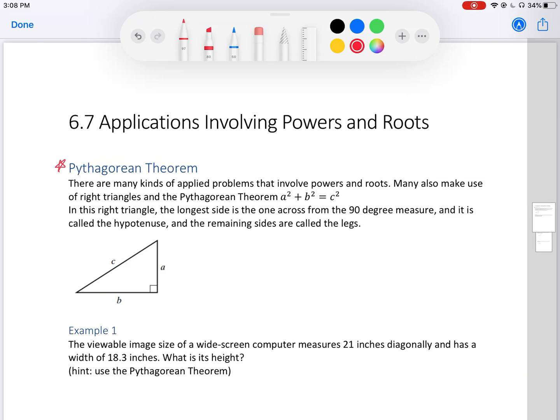A squared plus b squared equals c squared. In this right triangle, the longest side is the one across from the 90-degree measure. So this one here is the longest, and this longest side is called your hypotenuse. The other two sides are called legs.